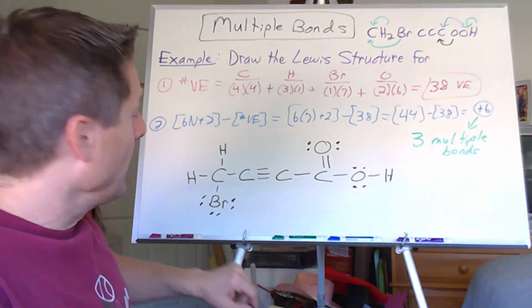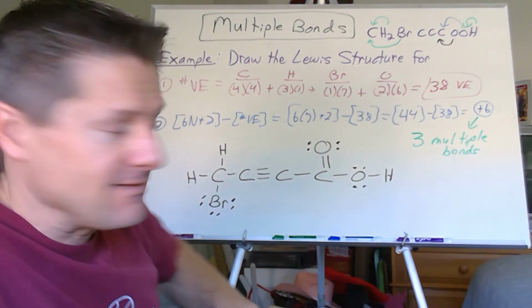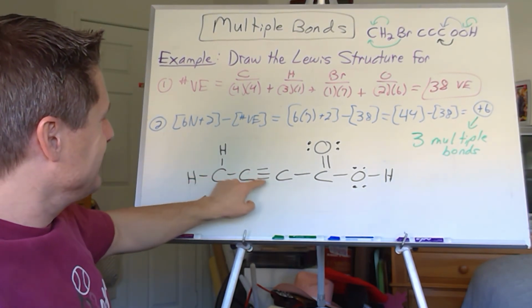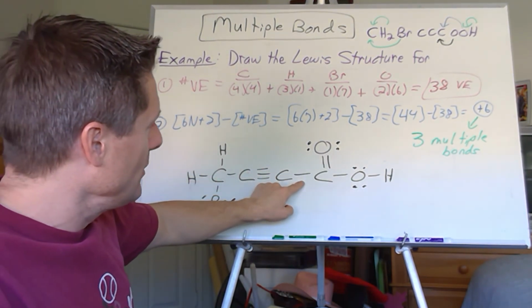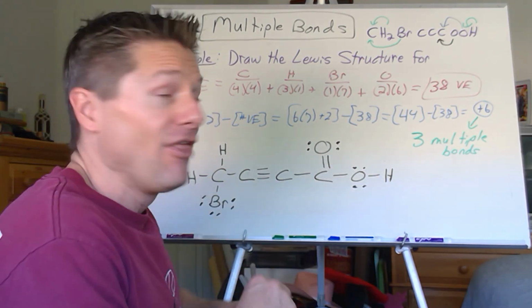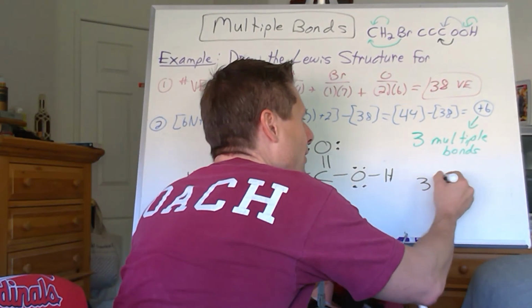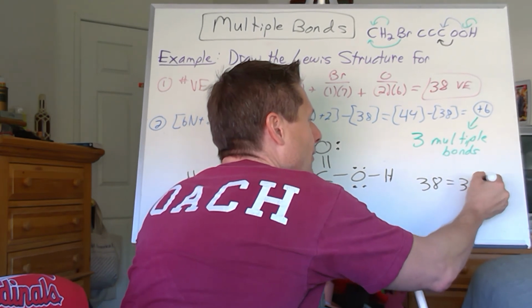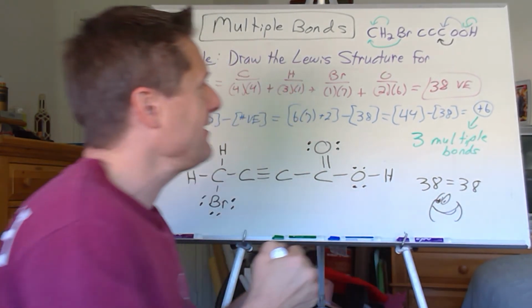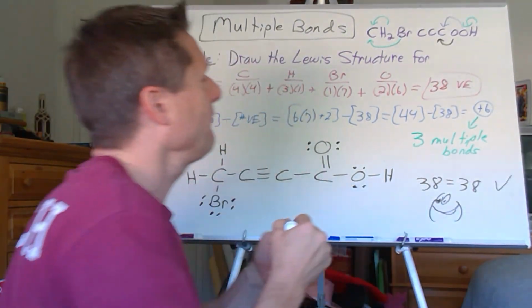Let's count up the total number of electrons. Hopefully it equals 38. 2, 4, 6, 8, 10, 12, 14, 16, 18, 20, 22, 24, 26, 28, 30, 32, 34, 36, 38! Ho, ho, ho! Yes! Happy face. Check it off.